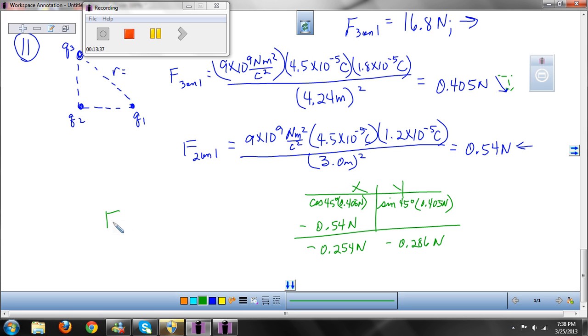I'm going to do Pythagorean theorem, and I'm running out of time, so I'm going to do this one fast. So when I did Pythagorean theorem, I got 0.382 newtons. And then I found theta. And I got theta to be 48.4 degrees south of west, because I had a negative x and then negative y. And here is my theta. Now I did this tangent and figured it out.